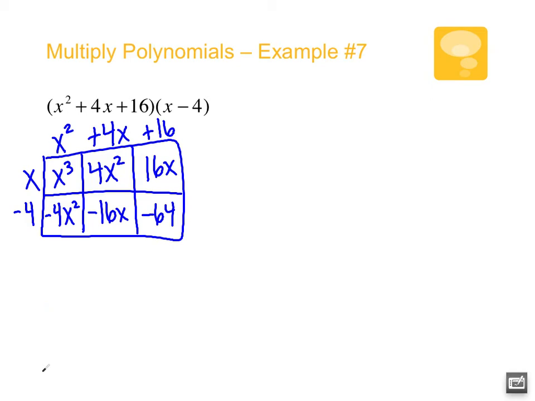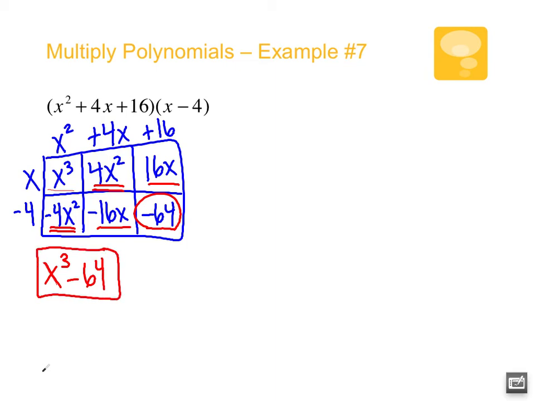Okay, now I need to combine like terms. This is my only x to the third. I have 4x squared, negative 4x squared. That just becomes 0x squared. I have positive 16x, negative 16x. That becomes 0. And then I have negative 64. So that's my final answer.